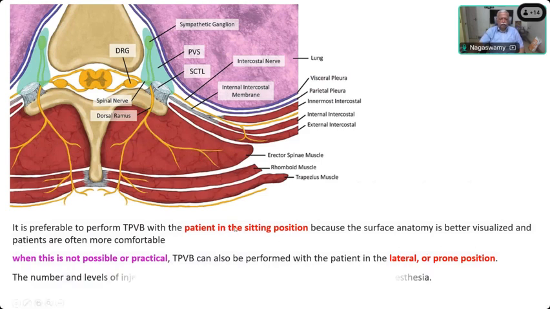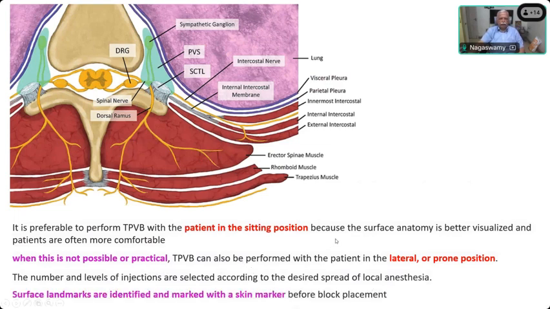The number and levels of injections are selected according to the desired spread of the local anesthetic. So you have to choose how many dermatomes or how many segments you want to block and do multiple injections depending upon that. The surface landmarks are identified and marked with a skin marker before the block is planned. I am describing mainly the anatomical landmark based block. So you can do that.